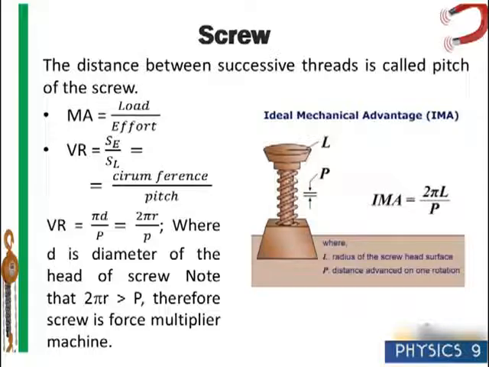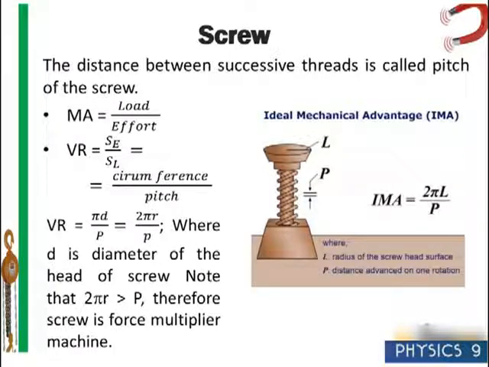So the effort length is in fact the circumference, and the load length is going to be the pitch, because as you can see, as the screw turns around, in other words, the effort is applied to the top of the screw, so that it goes round one circumference, 2 pi r, then you can see that the load length is actually going to be the distance from one of the threads to the next.